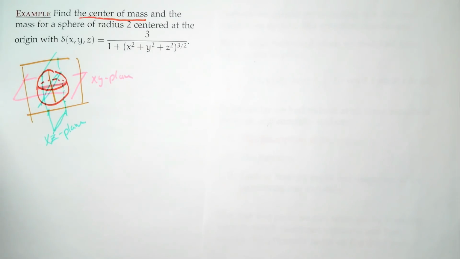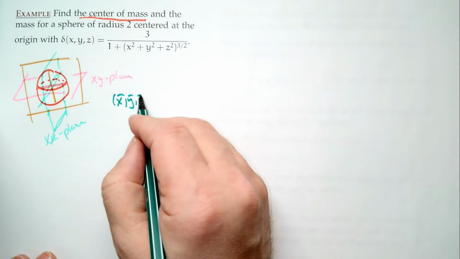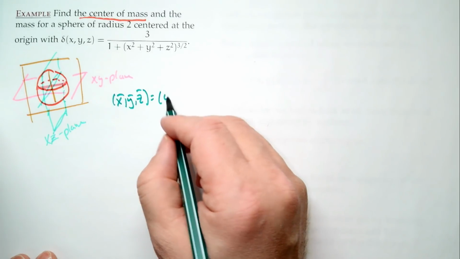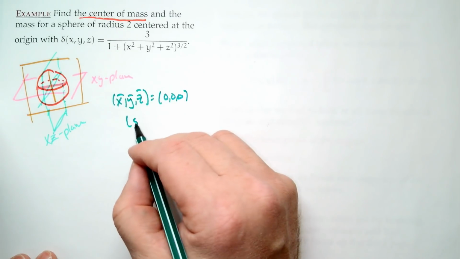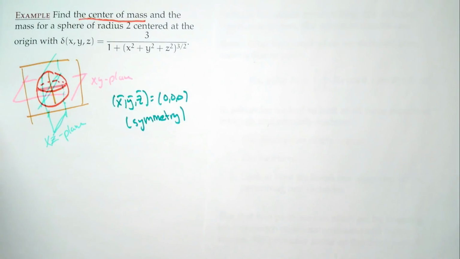Yeah, so the center of mass, by symmetry, is at the center of the sphere. And this is the sphere centered at the origin. So the center of mass part of this problem is very nice. 0, 0, 0, by symmetry. This is why we like symmetry. But remember, there's a second part of this problem. It says find the center of mass and the mass. So we didn't even have to know what the mass was to find the center of mass because we can use symmetry. Now, how do we do the mass? Well, what's our basic formula for finding mass?